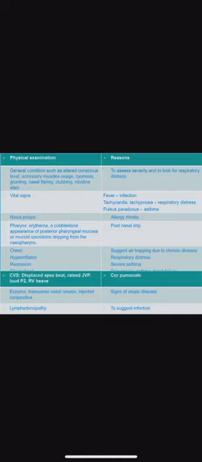Cardiovascular examination, if the patient has displaced apex beat, raised JVP, loud second heart sound, right ventricular heave, this is a complication of COPD, cor pulmonale. If he has eczema, this is a sign of atopic disease associated with asthma. Lymphadenopathy, this is suggestive of infection or malignancy.